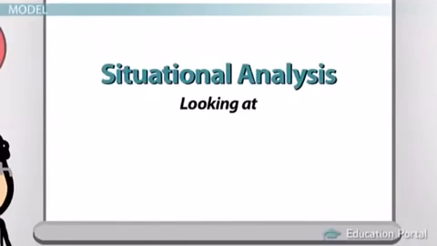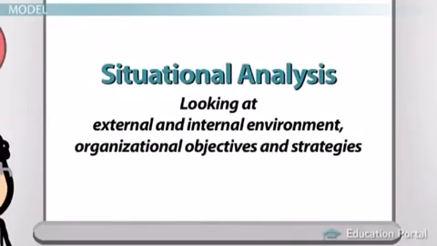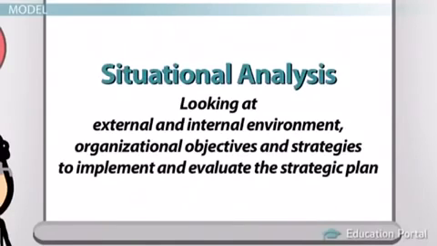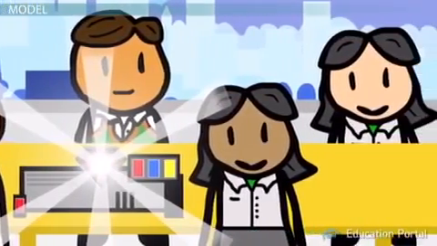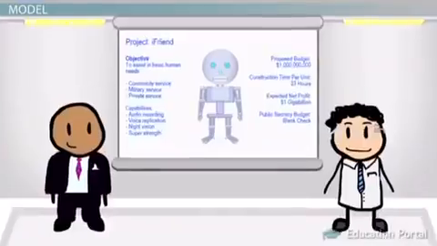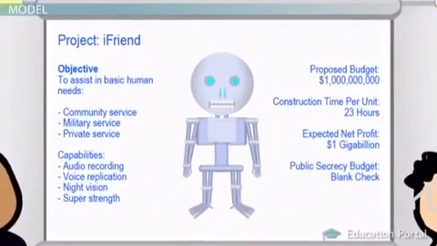This consists of looking at the current external and internal environment the organization finds itself in, formulating organizational objectives and strategies based upon the environmental assessment, and developing procedures to implement and evaluate the strategic plan. Strategic plans for business organizations often cover a 3 to 5 year period, but if the business or its environment is highly dynamic, a shorter period may be advisable.